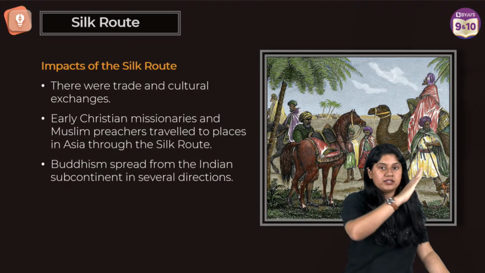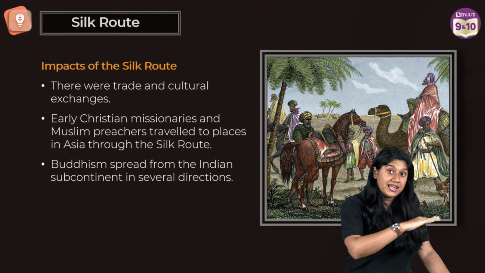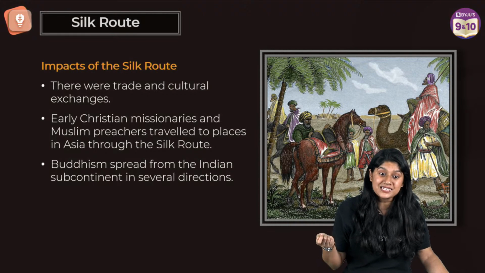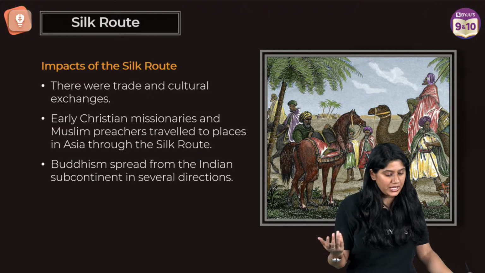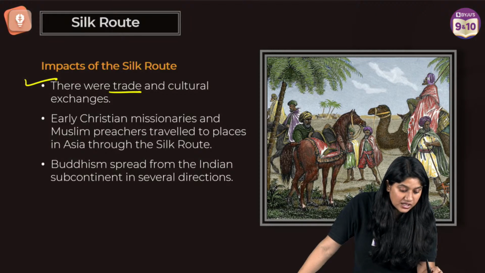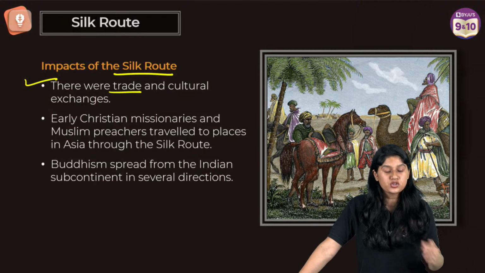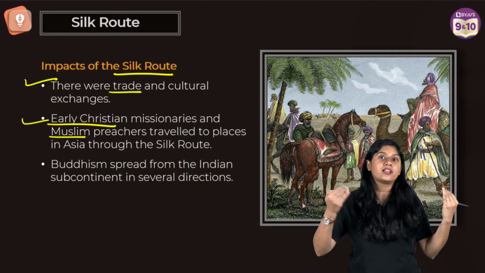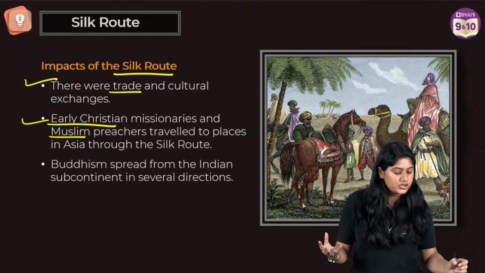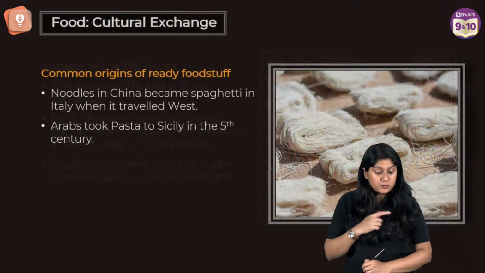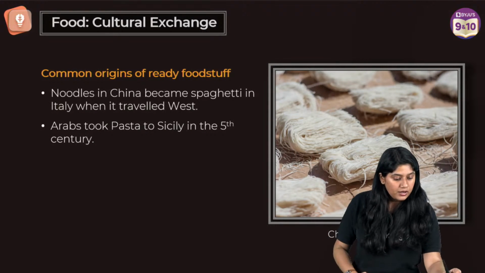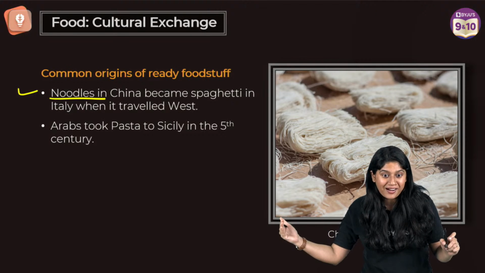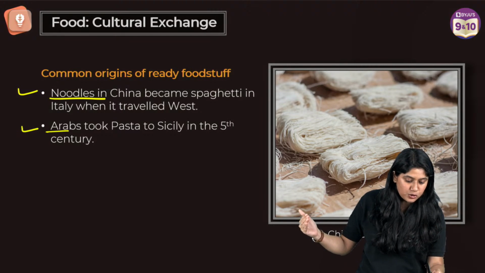China, and they went to the Arabs, went to Italy and it became pasta. Yes? Or the spaghetti. Potato traveled in such a way. So we have this over here, everyone. We know that the Silk Route was there, and of course a lot of trade exchange used to happen from it. A lot of Christian missionaries and religious people used to travel, and they used to talk about and spread the religion, etc. We saw Buddhism spread from India to different other parts also. Noodles in China became spaghetti in Italy when they traveled to the west. Very important. And Arabs took pasta, right?